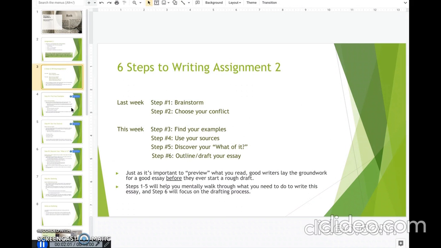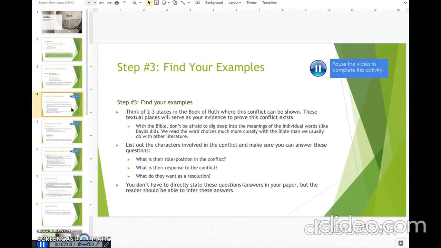Okay? All right, so step 3, find your examples in the Book of Ruth. Thinking of your central conflict, try to come up with 2 to 3 places in the Book of Ruth where you believe this conflict is demonstrated. It can be demonstrated through actions of the characters. It can be demonstrated through things that they say, maybe even things that the narrator of the story says. So really you can use anything to prove this.